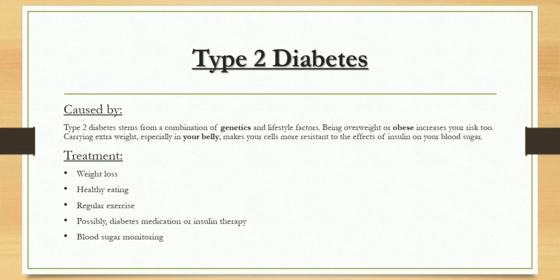As for treatment for type 2 diabetes, first, we can lose our weight. Secondly, healthy eating. Next, regularly doing exercises, possibly diabetes medication or insulin therapy, and lastly, blood sugar monitoring.